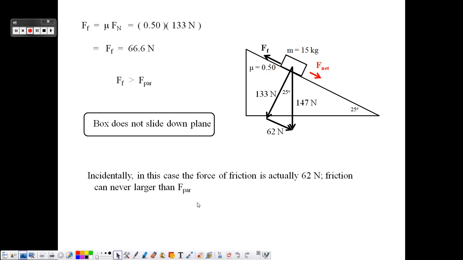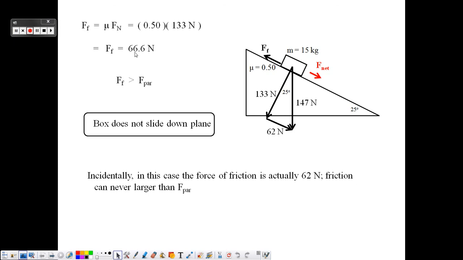Incidentally, in this case, I misspoke a little bit in that the force of friction is 66.6. This is actually a maximum value for the friction force. If you push on something but not hard enough to move it, the force that you apply is actually the force that friction opposes it. So this friction force, 66.6 newtons, is actually the maximum amount of force that will oppose this motion.